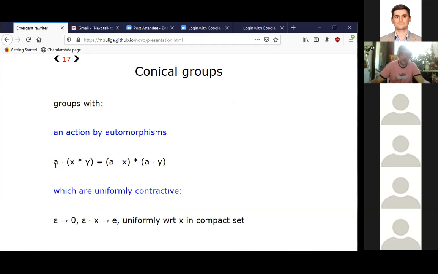And it also has the property that AB applied to X plus Y is A applied to B applied to X, okay? And these are uniformly contractive with respect to the scalar parameter. Carnot groups are a particular example of conical groups, and there is a structure theorem by Siebert which says that if such a group has some supplementary topological properties, then we can prove that it is essentially a Carnot group. Okay.